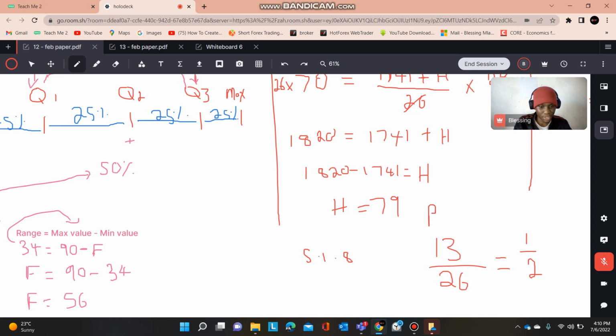So you can just say the probability of a unique mark, where P stands for probability, is equal to 13 over 26, which is also 1 over 2. And that's the probability of selecting a learner with a unique mark.